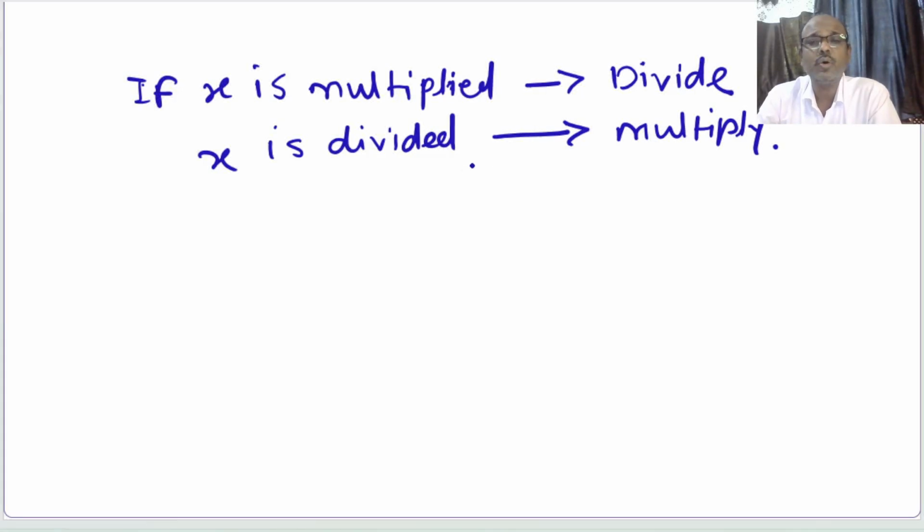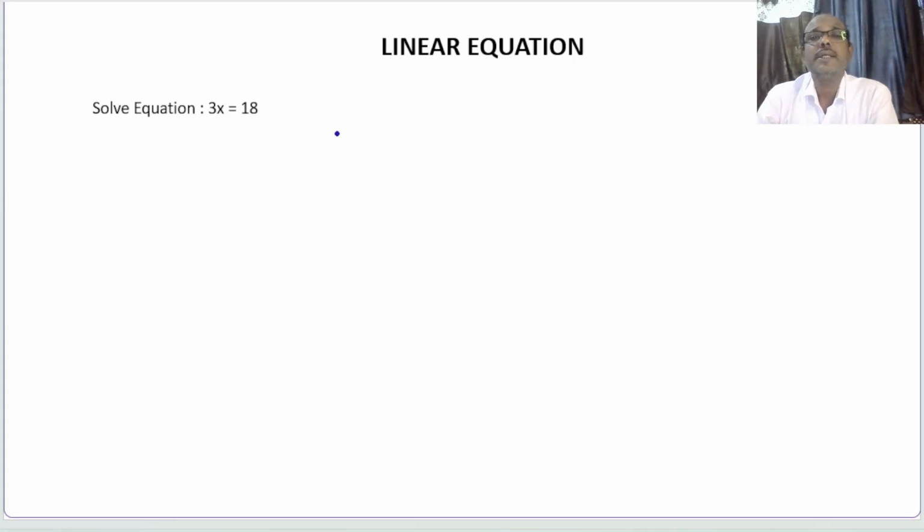So our goal, in this case, is always to isolate the variable from the coefficient. If x is multiplied by a number, we divide both sides, and if x is divided by a number, we multiply both sides. So let's try to solve this example.